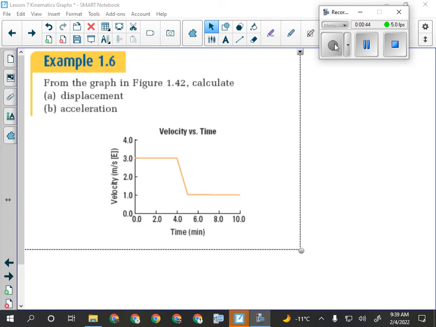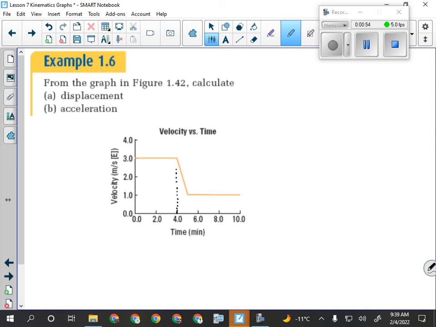All right, so for the first part, we have to find the displacement. We talked about yesterday how if we want displacement from a velocity versus time graph, what we really need to do is take average velocity and multiply it by time, which generally comes out to finding the area underneath the line. So we have this first part where the object travels at a constant or average velocity of 3 meters per second for 4 minutes.